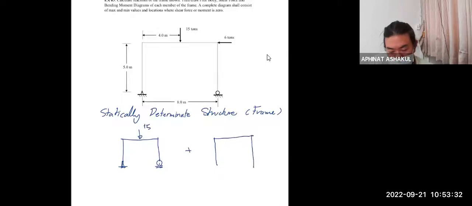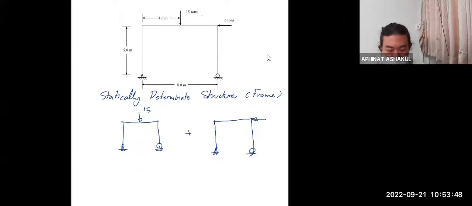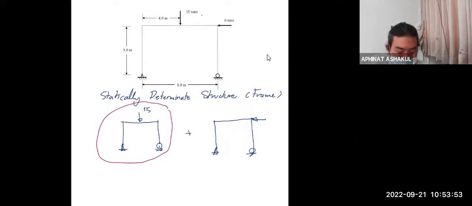But it doesn't mean that you have to do it the way I do. But for me, it's easy. Because the 15-ton point load is acting in the middle. So right here, if I break it down into two cases, on the left, I have a symmetric situation, correct? Which means I can tell right away that this is 7.5 and this is 7.5 without doing anything.